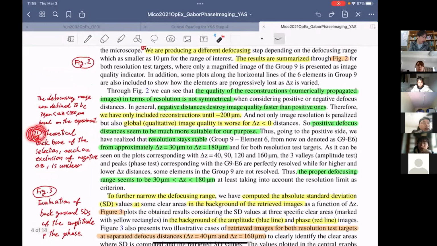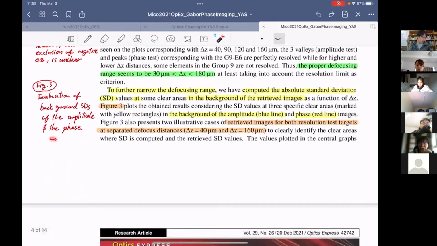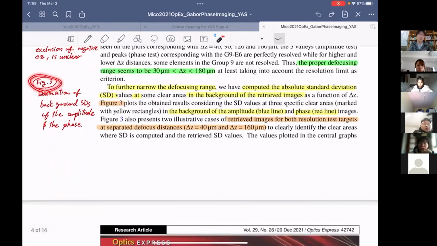By the way, I can also find something questionable. I thought some of their claims are questionable, and I explained why it's questionable to me. But anyway, this one is an additional point. So now the important point is here. You can explain their point by a single sentence. For each paragraph, you can do this. Like this one, it's an evaluation of background SDs of the amplitude and the phase. And I see figure 3.